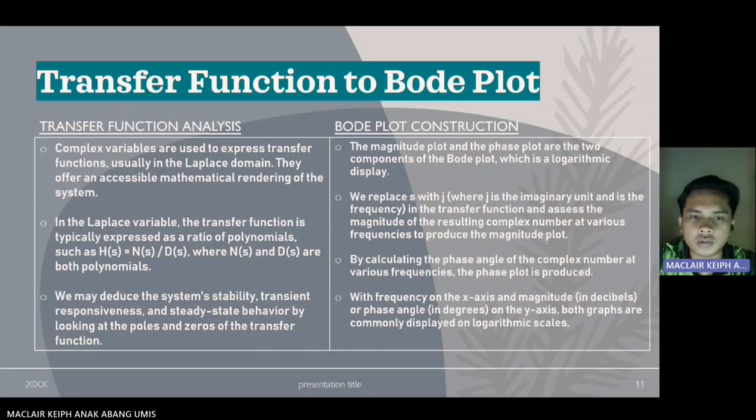Second is Bode plot construction. The magnitude plot and the phase plot are the two components of the Bode plot, which is a logarithmic display. We replace s with jω, where j is the imaginary unit and ω is the frequency, in the transfer function, and assess the magnitude of the resulting complex number at various frequencies to produce the magnitude plot.